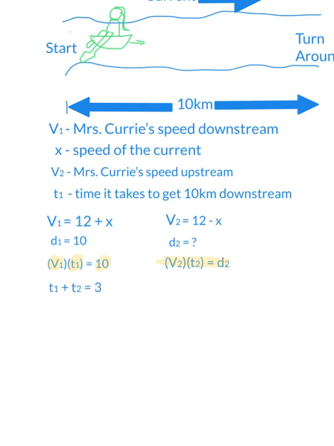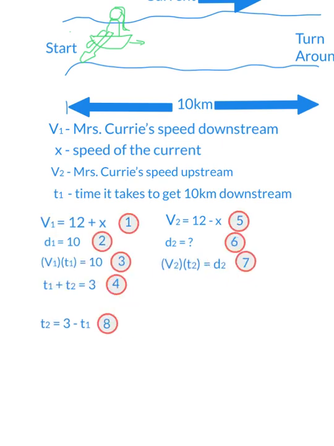All right, so that's a lot of equations. Let's put them all together. Let's rearrange and put them all together and see if we can find one equation with one unknown. So I know that T1 plus T2 equals 3, so let's isolate T2. So T2 equals 3 minus T1. Okay, I'm going to start numbering these equations so that I can use them and refer to them more easily.